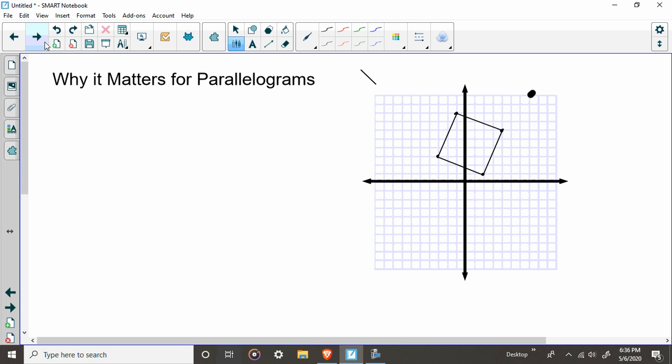So why is this important for us? If I said, hey, what kind of shape is that? Right now, you know it's a quadrilateral, right? It looks like it's a parallelogram. It looks like it might be a rectangle or a square. It looks like it might be a rhombus. I'm not really sure. Well, what can I do to figure this out? And this is where the distance formula becomes a very useful thing to be able to do.